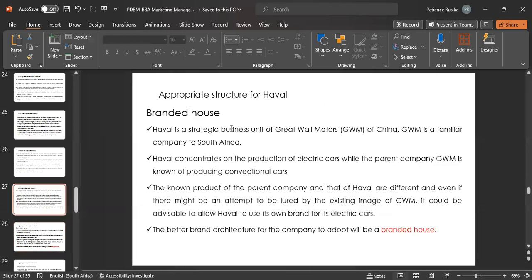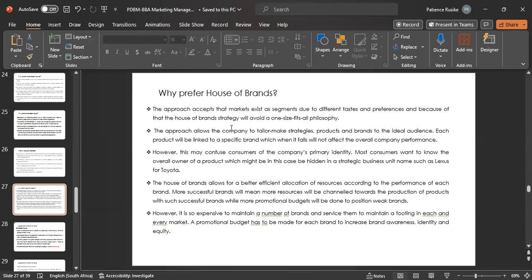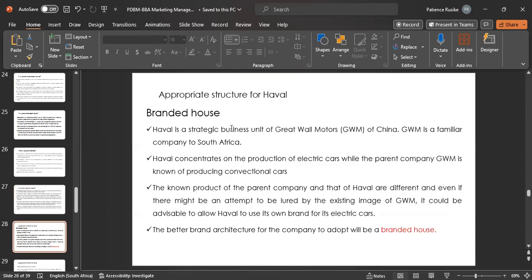So that's the house of brands. There are so many advantages. I think I've given more information in that document, and even if you go on the internet, you can find a lot of advantages and disadvantages of them. So at this stage, you are required to explain what it is and then discuss what the advantages and disadvantages are. Once you do that, and possibly give examples here and there to show that you understand what it is, you then go to the stage where they are saying, from these two brand architectures, from the discussion that you've provided above, what is the appropriate brand architecture for Haval, considering its intention of trying to enter the South African market?